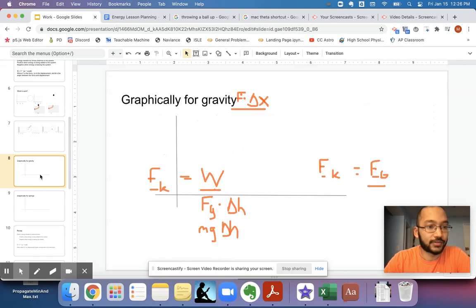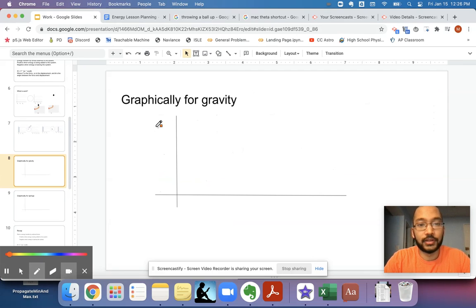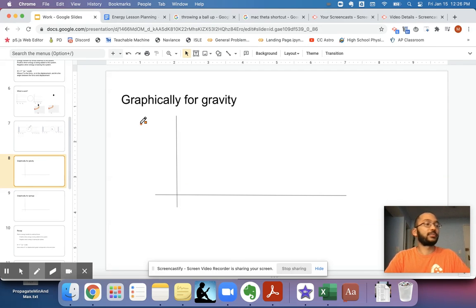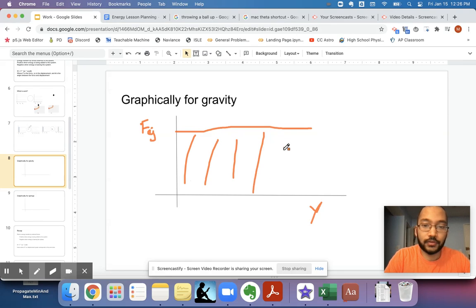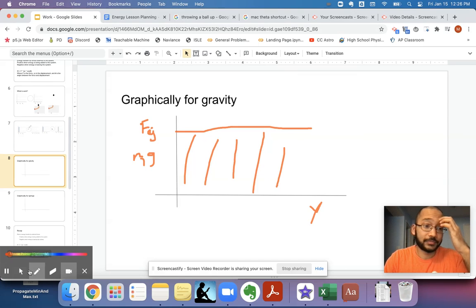We can look at this graphically also. When I look at the force of something that's in the air, gravity doesn't change. So if I'm plotting force versus distance, that's going to be constant. And the area here, hopefully you should see, is mg times the displacement. So this area corresponds to the change in gravitational energy. It also corresponds to the work done. So force times displacement is work done.